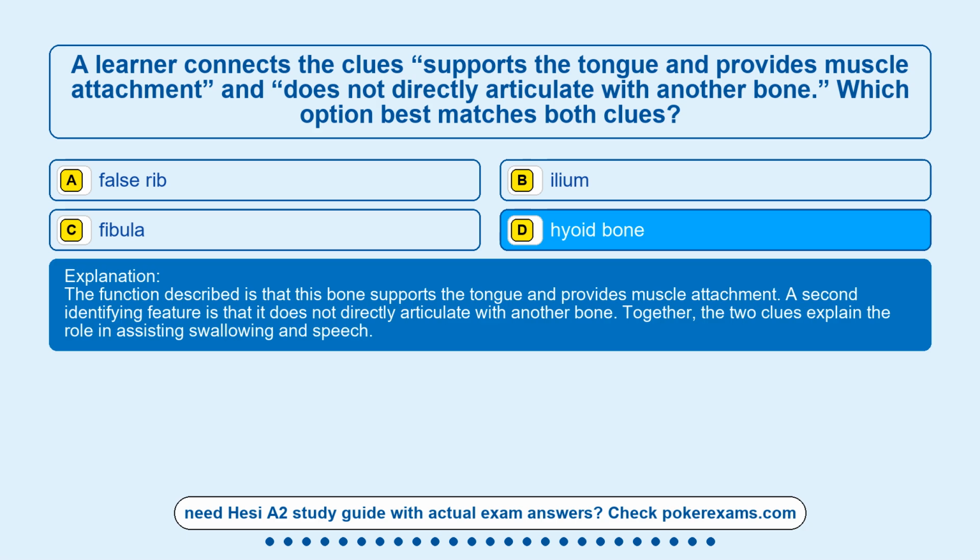The function described is that this bone supports the tongue and provides muscle attachment. A second identifying feature is that it does not directly articulate with another bone. Together, the two clues explain the role in assisting swallowing and speech.